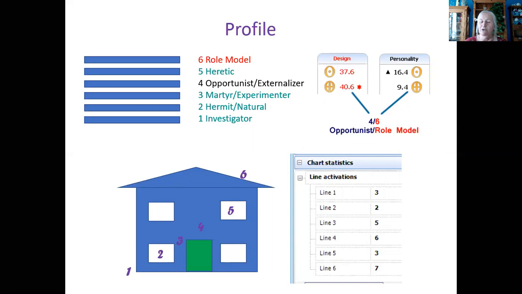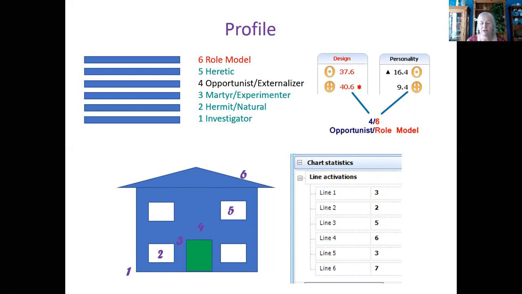So this person here is an opportunist, is here to have a kind of network of people, from which they get their opportunities, and then on a design unconscious side to act out the role model, to become the role model. Lines 1, 2, 3 and 4 to a certain extent are personal, 5 and 6 are transpersonal, and the analogy that's often given is, if you imagine they're in a house, in the structure of a house, 1 is the investigator, is down in the basement looking at the foundations.